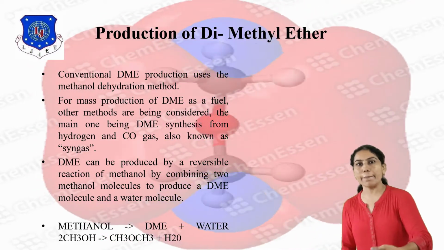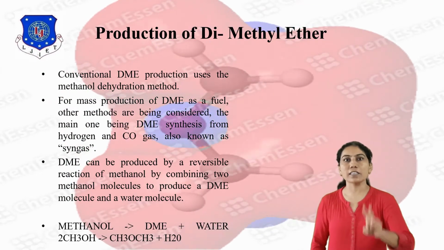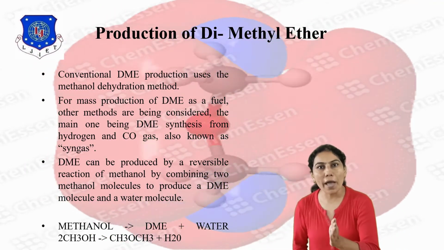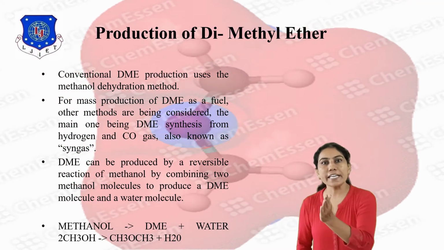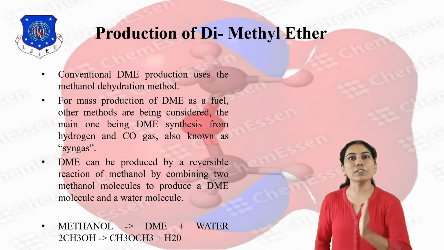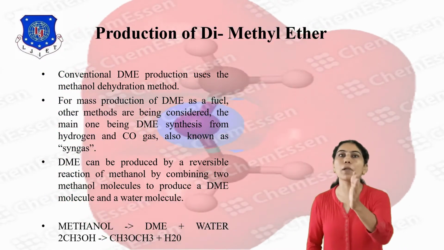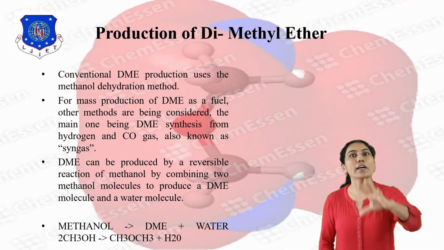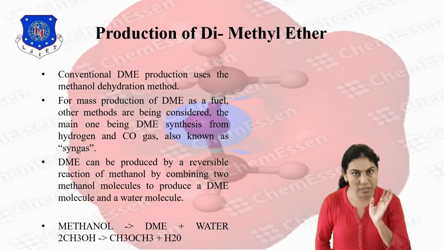The third chemical reaction: 2 molecules of methanol, 2 CH3OH, convert to DME plus water. This is the formula of DME, dimethyl ether, CH3OCH3, plus H2O. This is the simple step of the production of dimethyl ether.